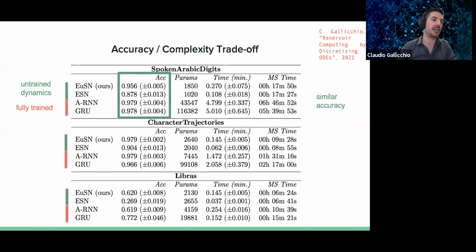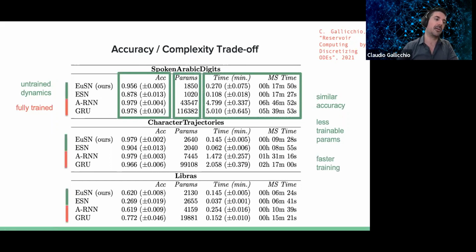The first thing is that you can achieve a similar accuracy between the green rows, the first two methods, and the second two, with far fewer trainable parameters, and with a lot of time saved. So you can have faster training, fewer trainable parameters, but similar accuracy. And this is important from the efficiency perspective that I mentioned at the beginning. When you train echo state networks, or in general a reservoir computing approach, your carbon footprint and energy consumption are way less.